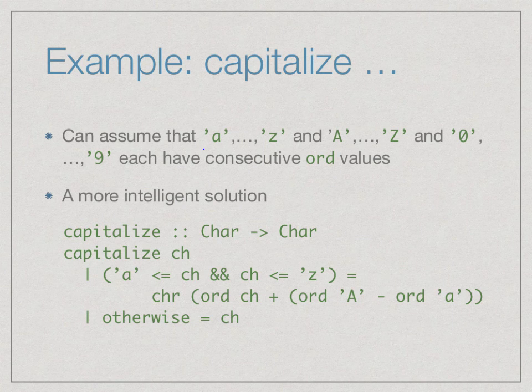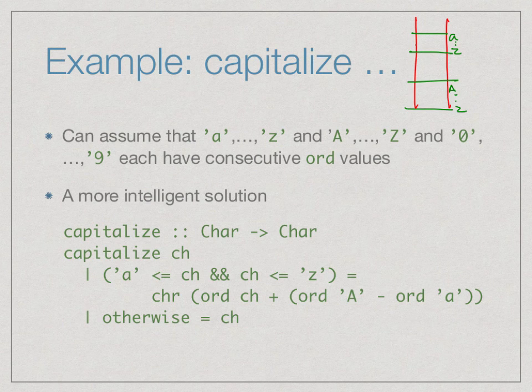So the small letters, small a to small z, will all occur consecutively in the table. So will capital A to capital Z. So will 0 to 9. Right? So for instance, if I have the overall set of encodings, then maybe I have one block which is small a to small z. Maybe I have another block which is capital A to capital Z.